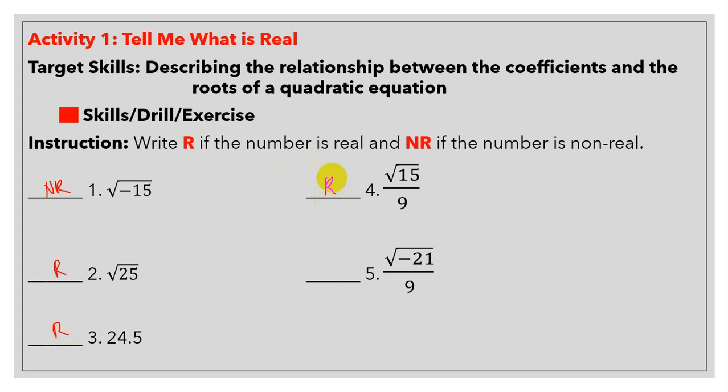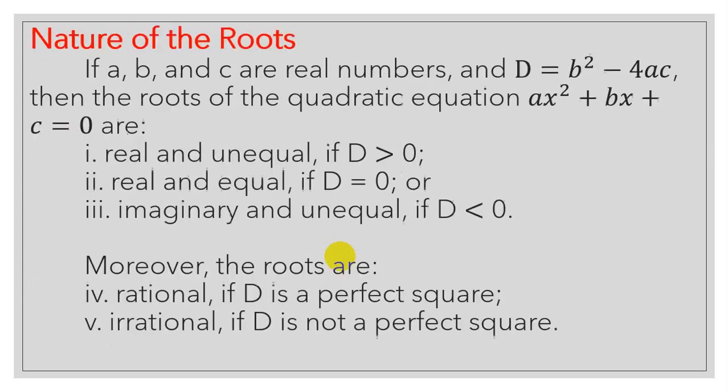Then last one, number 5, square root of negative 21 over 9. This is a non-real number because if you simplify the square root of negative 21, you will get math error on your calculators, or the answer is undefined. So those are the things that we need to recall so that we can go ahead with our lesson about the nature of roots of quadratic equations. I hope that you are able to recall the real number system with this activity.